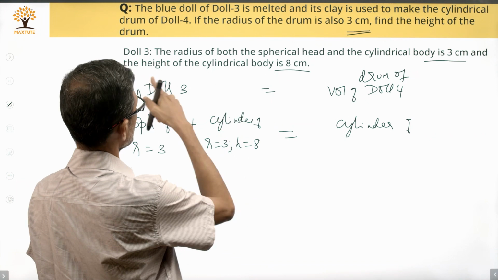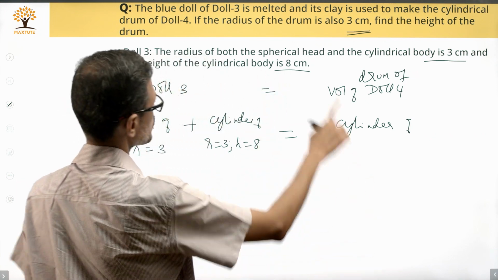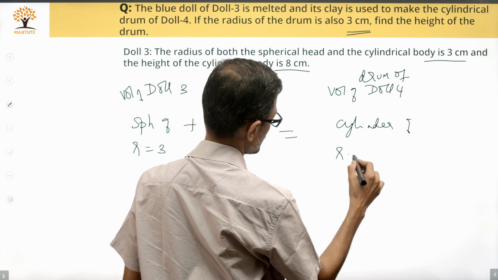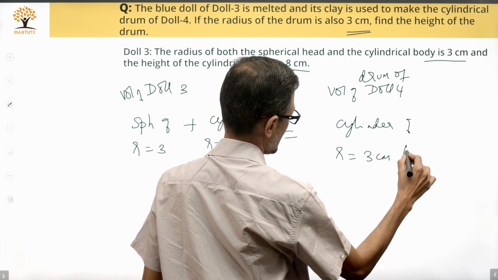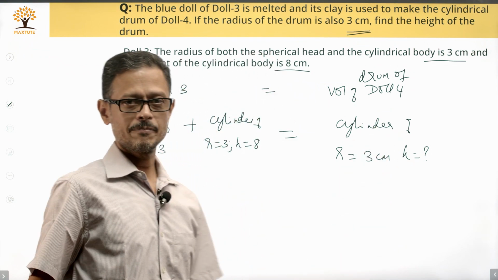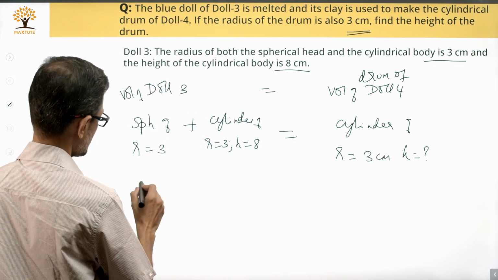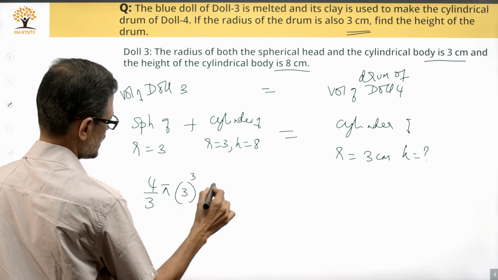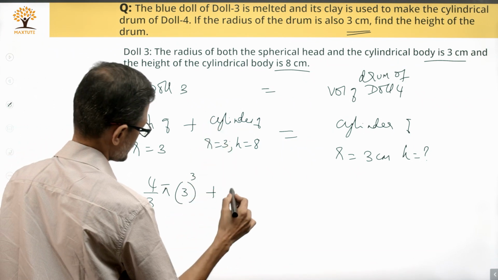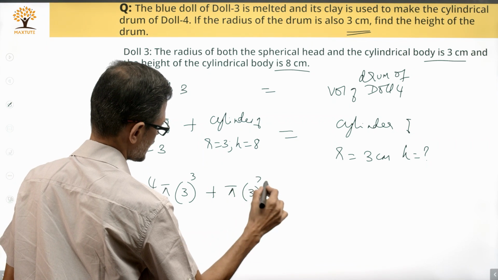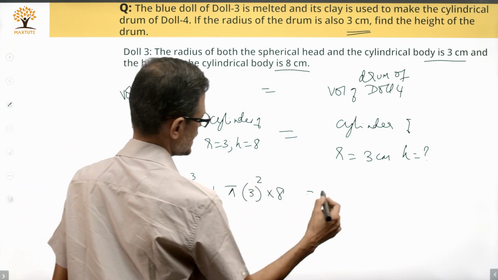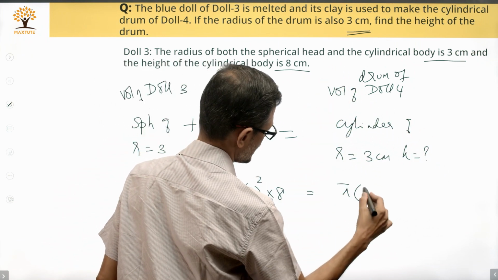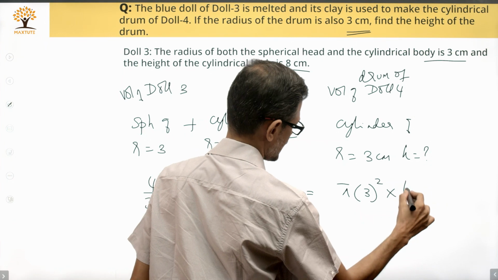of, what is the height of the cylinder? The height of the cylinder is what we need to find out. The radius of the cylinder is given to be equal to 3. Cylinder of radius 3 centimeters. Height is equal to what is what the question is. Sphere volume formula is 4 by 3 pi r cube, which is 3 cube. Cylinder formula for volume is pi r squared h. So pi into 3 square into 8. This is equal to the volume of the cylinder in the drum of doll 4, which is pi into 3 square into the height. Right.